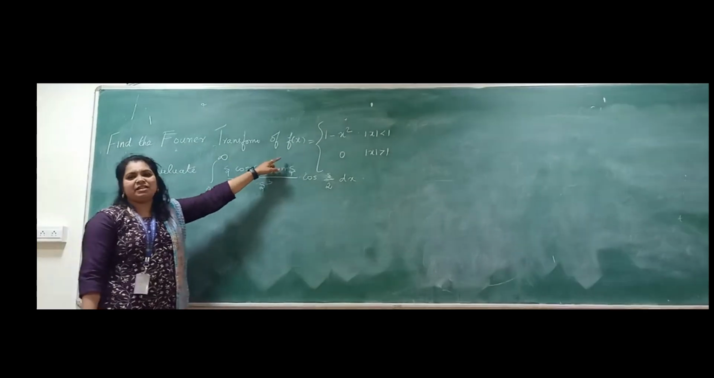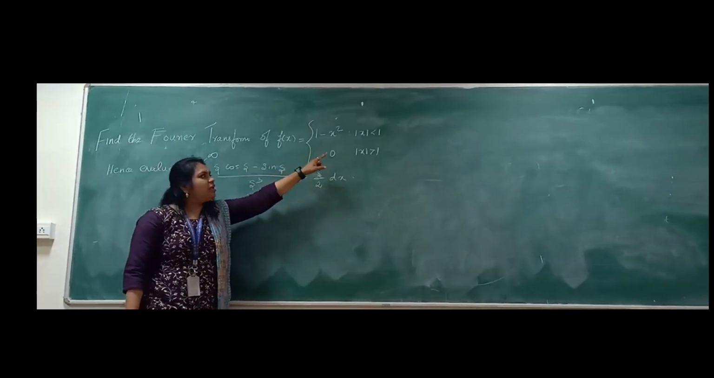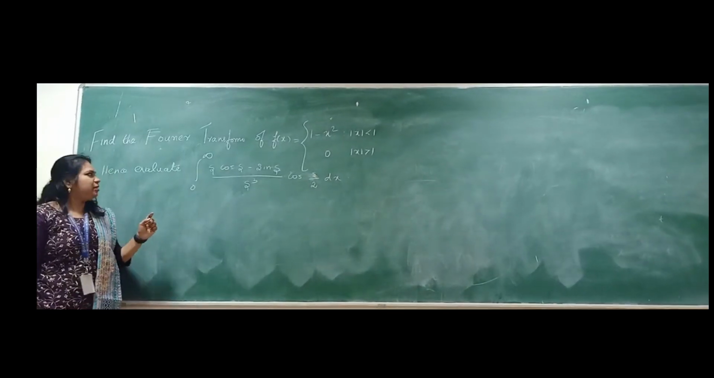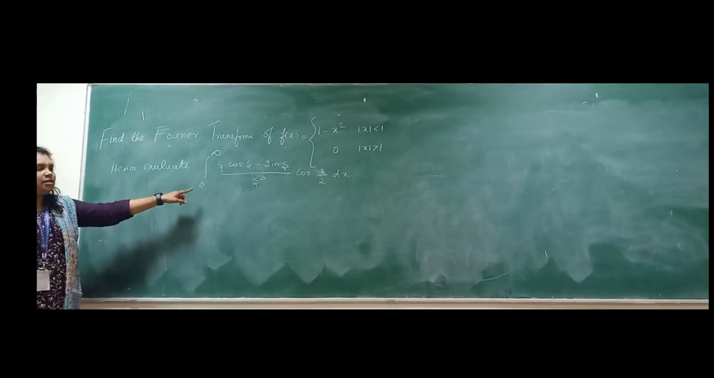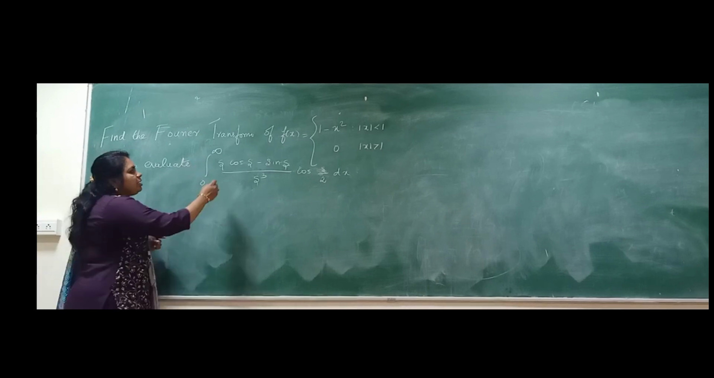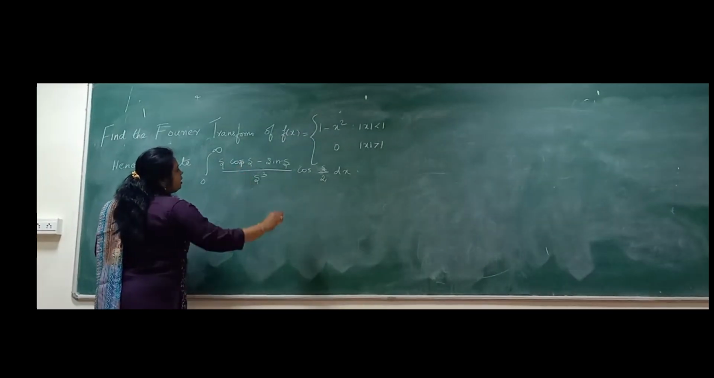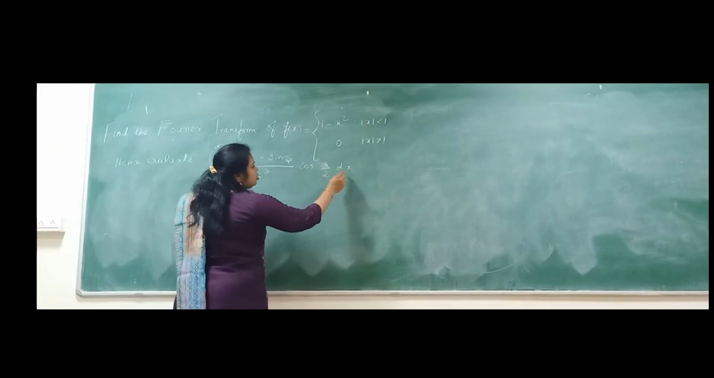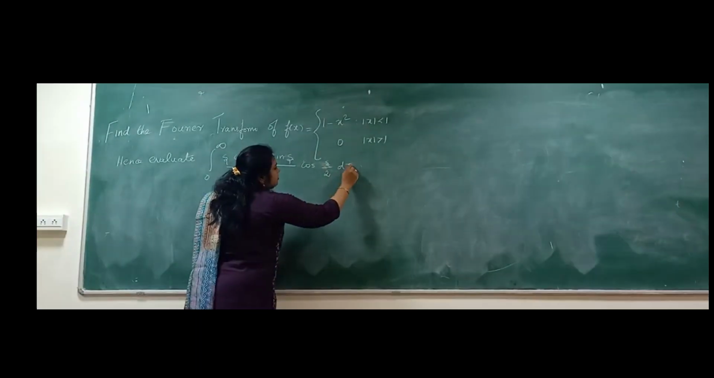Find the Fourier transform of f(x) equal to 1 minus x squared for |x| less than 1, and 0 for |x| greater than 1. Hence evaluate the integral from 0 to infinity of (s cos s minus sin s) divided by s cubed, times cos(s/2), ds.